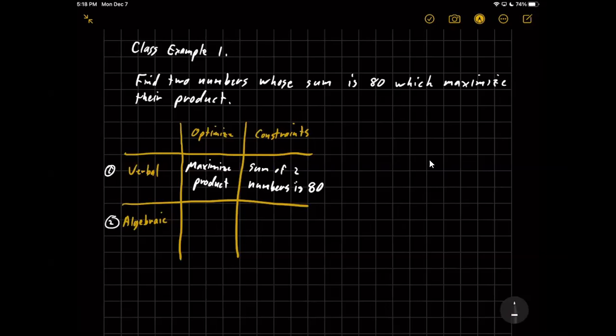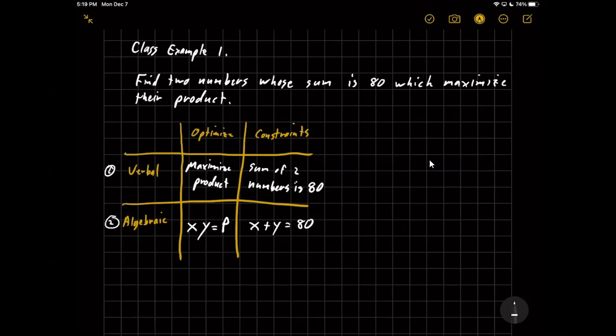Now let's make this algebraic. We need two numbers, so we'll give them variable names, x and y. x times y will equal a product, P. Or we could write P equals xy, maybe that's better. But we know that x plus y, this is the constraint, is 80. Sometimes it might be less than or equal to 80, but we'll just assume that it's at its biggest possible sum as we're trying to optimize the product.